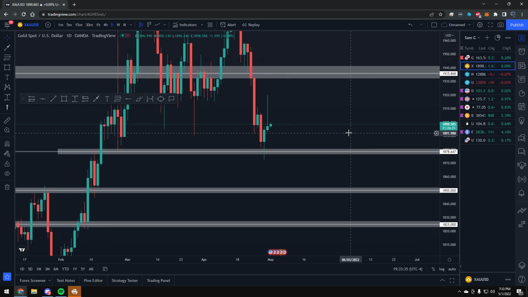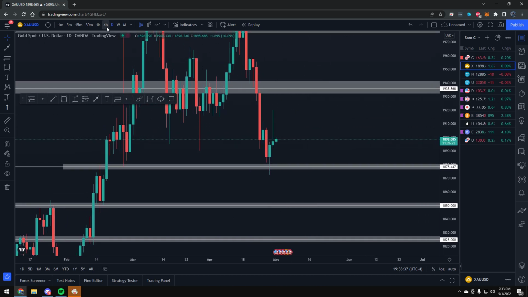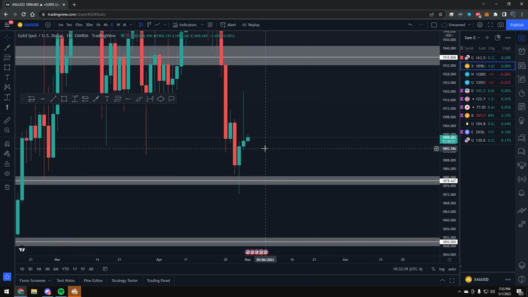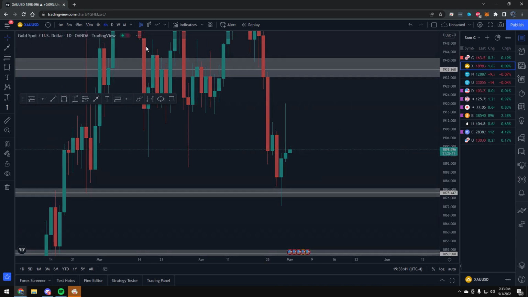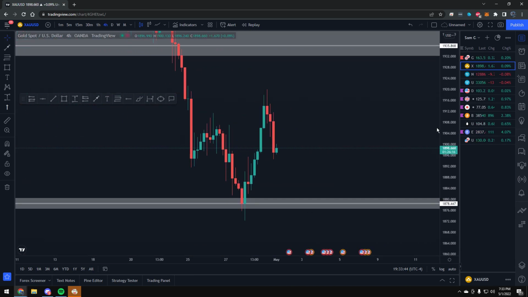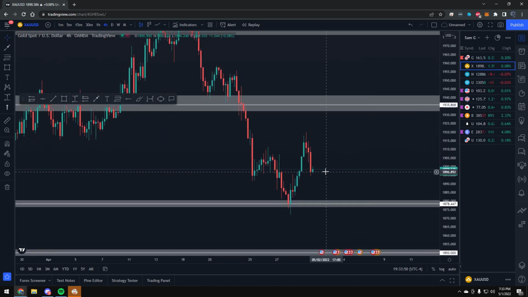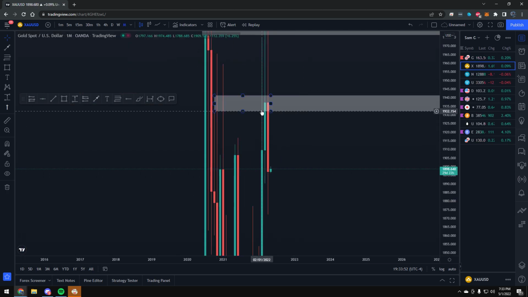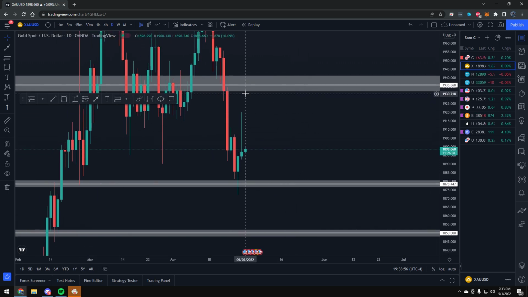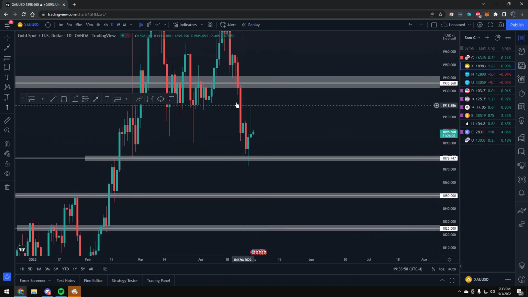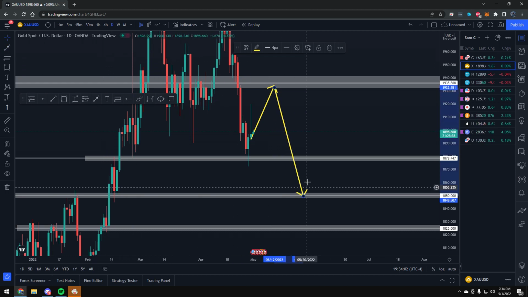So if we look at the daily on gold, we did have a big rejection wick, but this candle did end up closing bullish. What I want to see is gold honestly do somewhat of a pullback to start the new month. So I'm expecting a pullback up towards this area here, the 1930 area, around here, and then for us to begin to drive down.